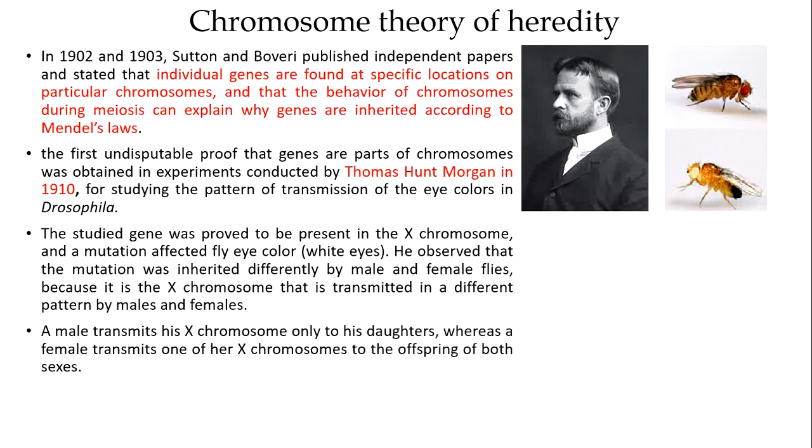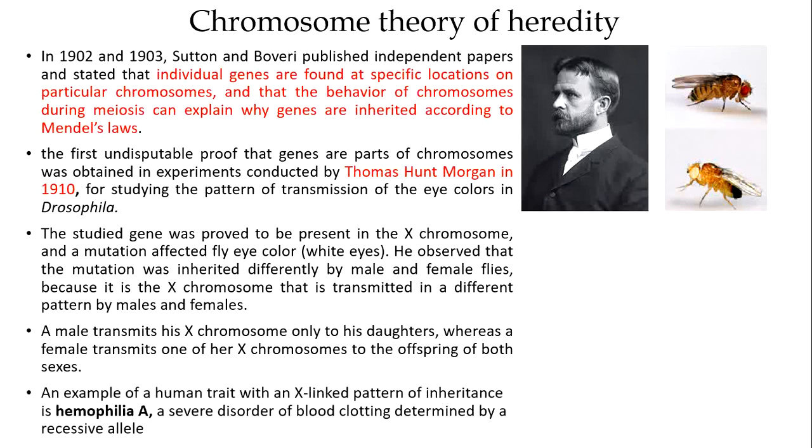A male transmits his X chromosome only to his daughters, whereas a female transmits one of her X chromosomes to the offspring of both sexes. A similar example of a human X-linked trait is hemophilia, a severe disorder of blood clotting determined by a recessive allele.